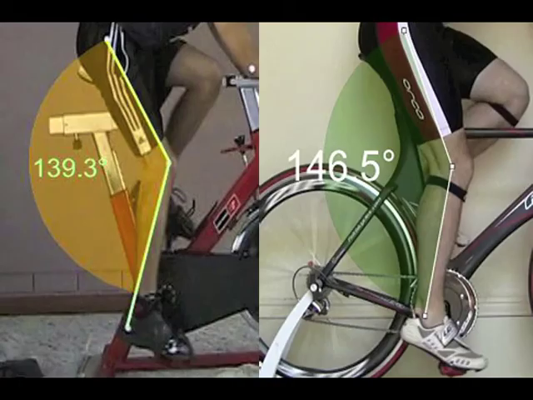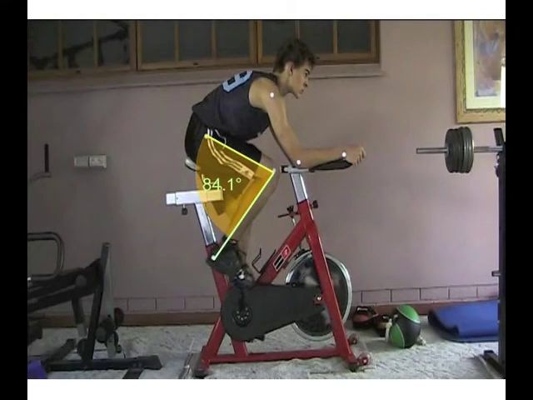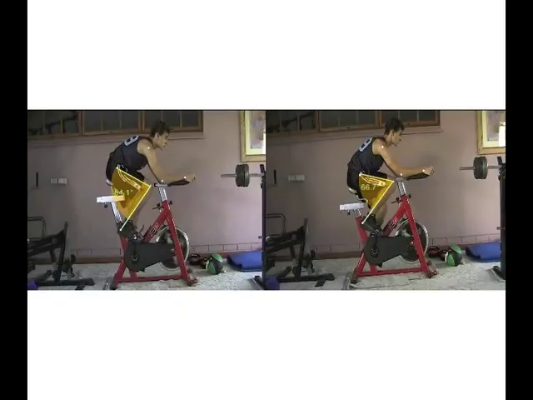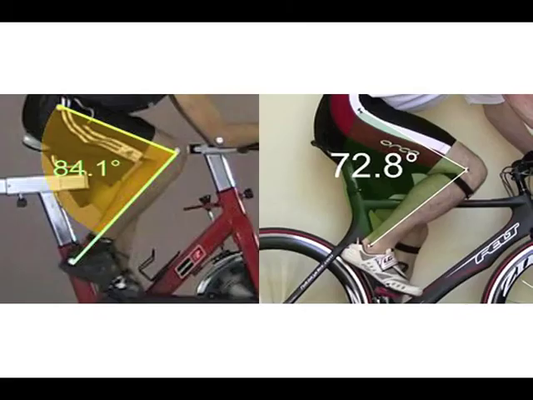The professional cyclist has an angle of 146.5. The minimum angle should be no less than 70 degrees. If this angle is less than 70 degrees, it can cause discomfort to the lower back and hips. If the technique isn't improved, it can lead to injury of these areas. The professional cyclist has an angle of 72.8 degrees. From comparing our cyclist to the professional, we can see that our cyclist needs to lower the seat to improve his technique.